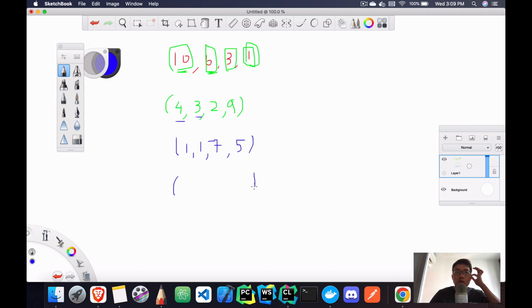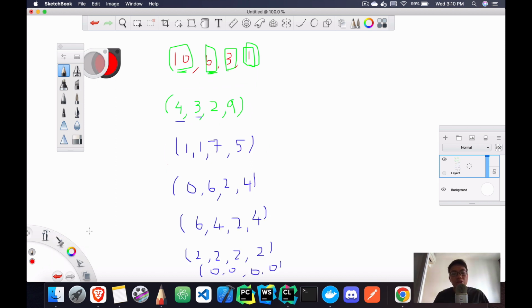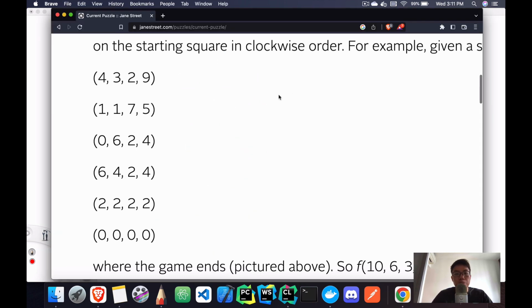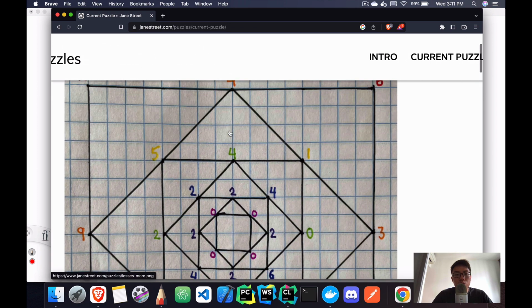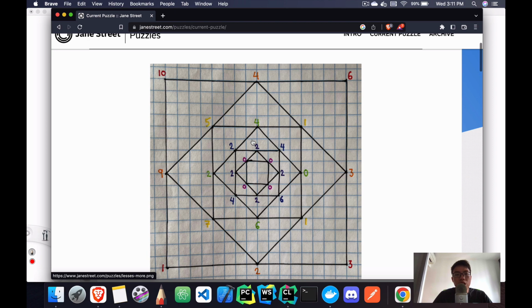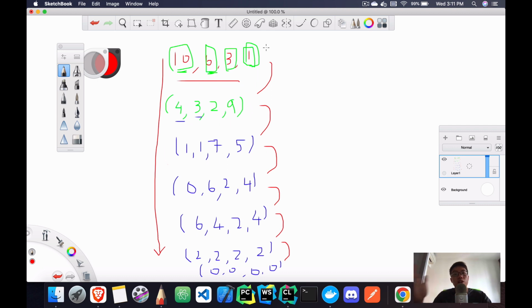Okay, so what I'm going to do now is continue this operation until we hit 0, 0, 0, 0. Now that we are done, we noticed that we had to go through a total of 6 operations to go from 10, 6, 3, 1 to 0, 0, 0, 0. For every tuple, there is 1 square generated according to this program here. So basically the 4 numbers are assigned to the corners of each square. So for every 1 tuple, there's 1 square. And because there's a total of 6 operations, there'll be a total of 7 tuples, including the initial and the final tuple. So we have a total of 7 squares.